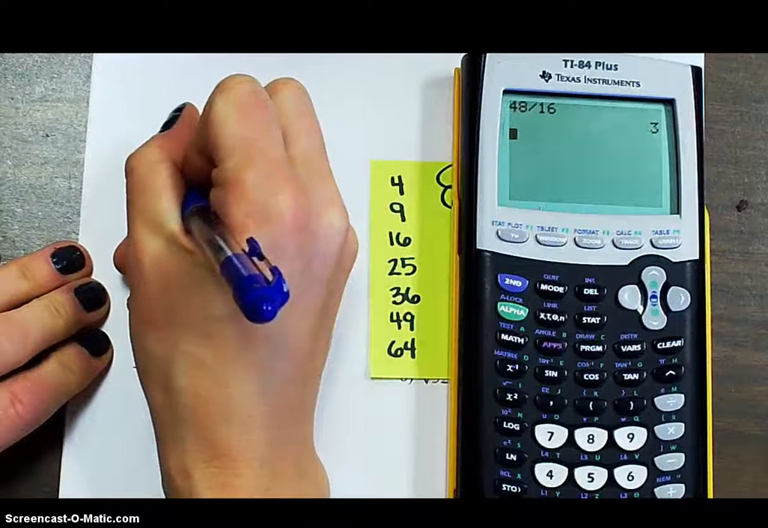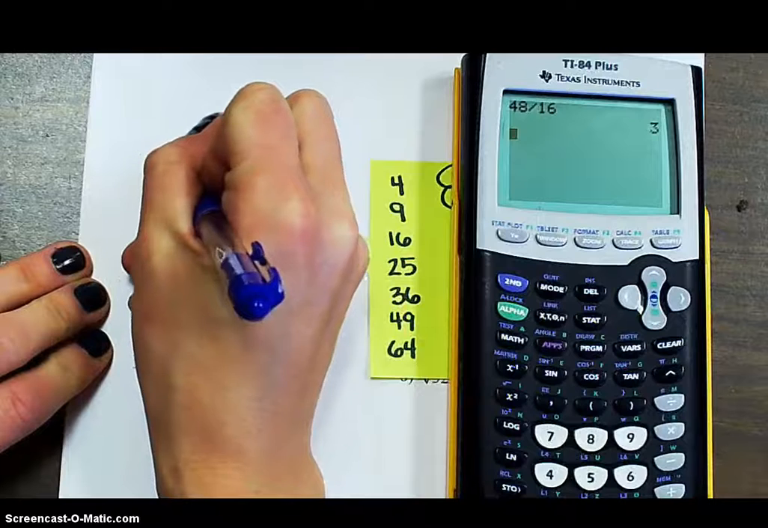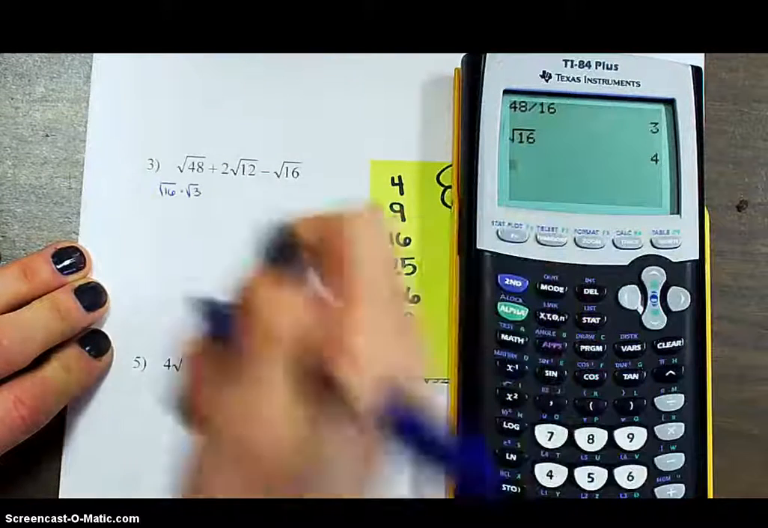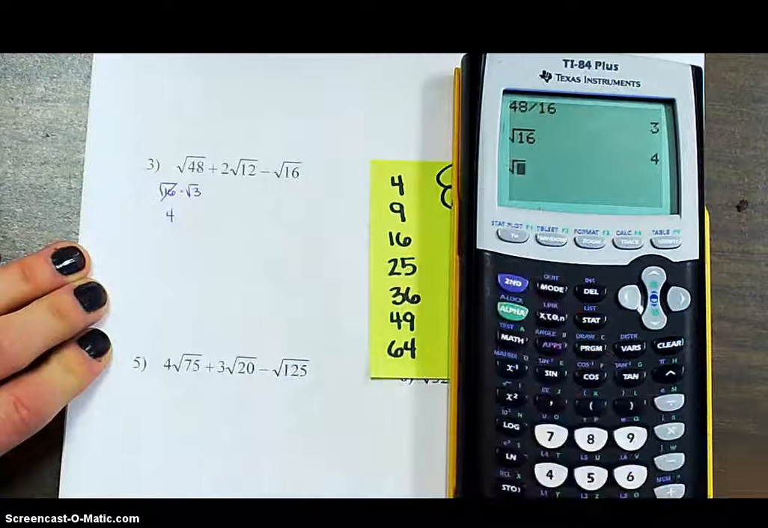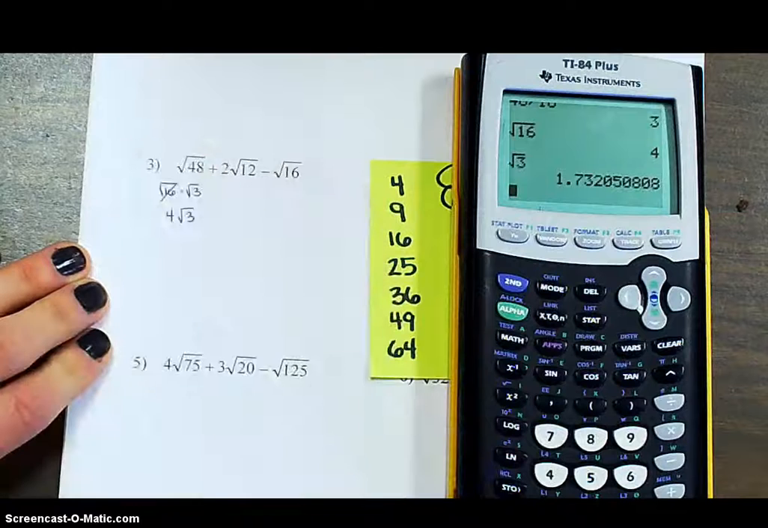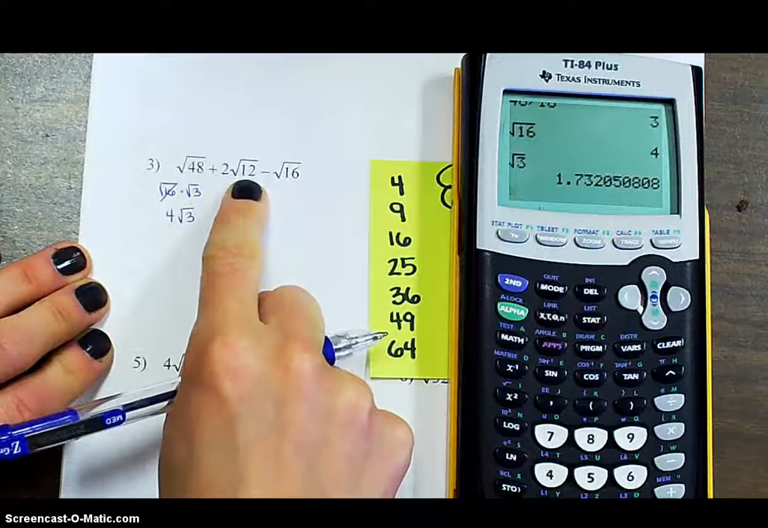So I can take radical 48 and break it down into radical 16 times radical 3. Now the square root of 16 gives me a perfect 4, so this is going to cancel. We're going to get a 4. Now radical 3 is not a perfect square, so it stays radical 3. Okay, now let's take a look at 2 radical 12.